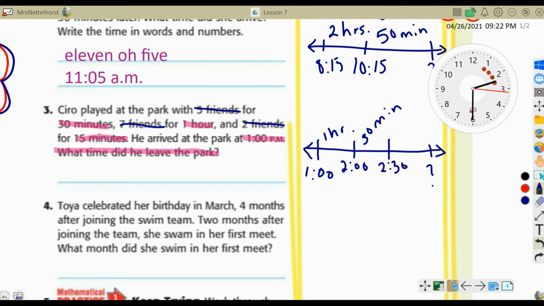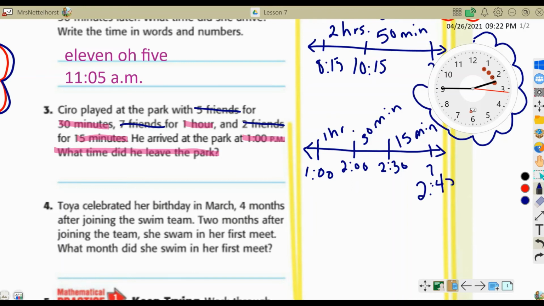Now I need to go 15 more minutes. So I'm going to move my big hand 15 minutes. 5, 10, 15. So now I just need to see what time that is. So it's the hour of 2, and I need to see how many minutes past 2 o'clock. So I'm going to skip count. 5, 10, 15, 20, 25, 30, 35, 40, 45. So it is 2:45. And I'm going to type, he left the park at 2:45 p.m.